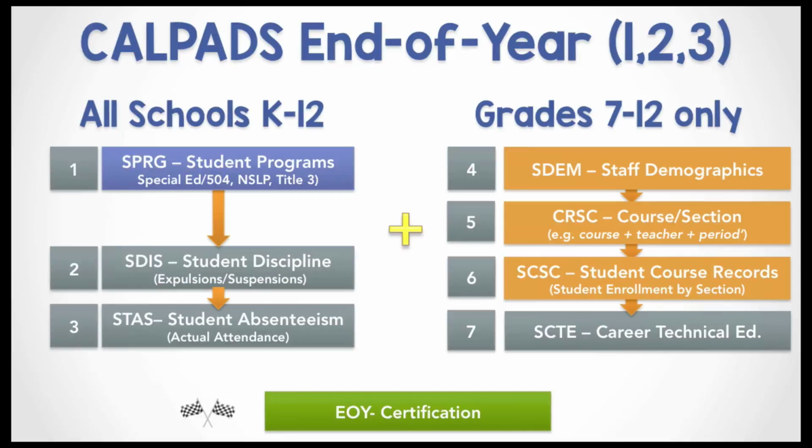So once you get all 7 files updated, again, an update for student programs, the 2 new end of year files, and then this staff and course information for the high schools, once all that's uploaded, you can go ahead and certify.